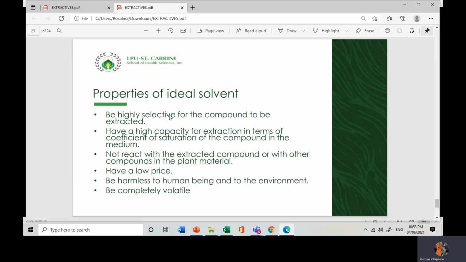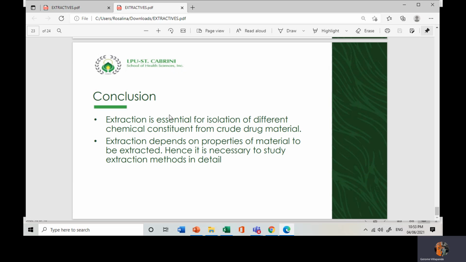So, properties of ideal solvent. Ang properties ng ideal solvent is be highly selective. Nasabi na natin yan kanina. So, conclusion lang. Extraction is essential for isolation of different chemical constituents from crude drug material. Extraction depends on the properties of material to be extracted. Hence, it is necessary to study extraction methods in detail.